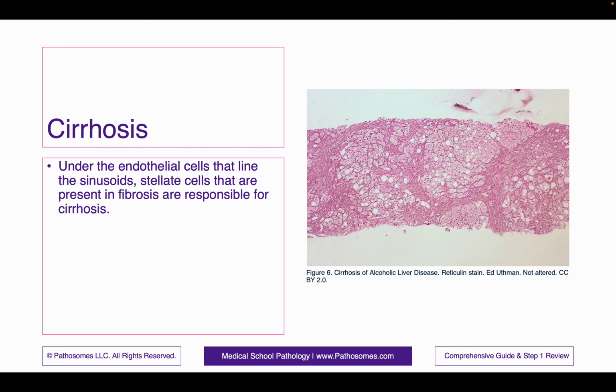Here, let's take a microscopic look. Here we can see on the imaging of this histologic section various bands highlighted by the reticulin stain, right? And that is staining some of the liver fibrosis. And in between that, you see nodular areas. This is cirrhosis in the setting of alcohol liver disease. Now, under the endothelial cells that line the sinusoids, stellate cells that are present in fibrosis are responsible for the cirrhosis.